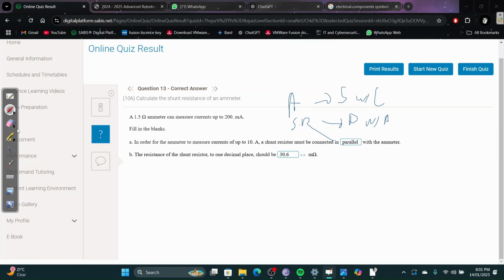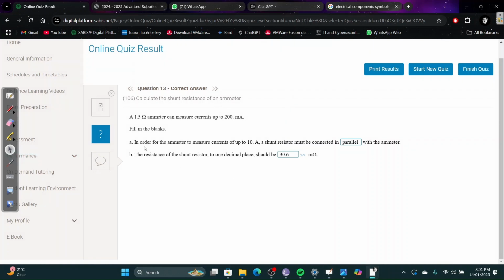Now, for the voltmeter, and they're going to ask this later, you connect the voltmeter in parallel with the circuit. So V is parallel with circuit. This means that the shunt resistor is going to be connected in series with the voltmeter itself. Okay, they're opposites. That's just what I'm trying to say here.